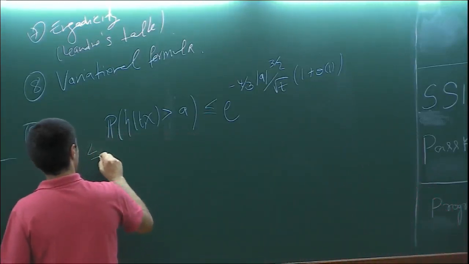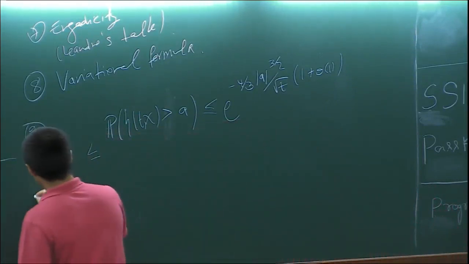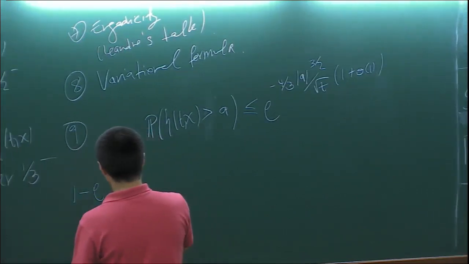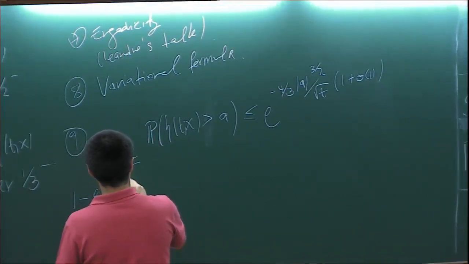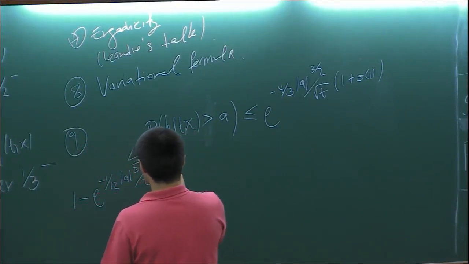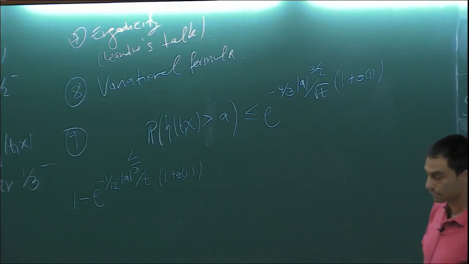And if you want to know what happens as a goes to minus infinity, then the way to write it is that this is larger than 1 minus, and here you get 1/12 a cubed divided by t, and again, plus some little error.